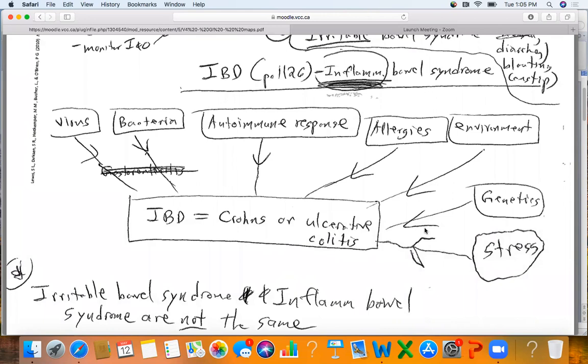So Crohn's, ulcerative colitis, what are some factors that play a role in either causing the disease, passing it on, or causing an exacerbation, a flare-up of Crohn's or ulcerative colitis? These rectangles here at the top list off either factors that are causative in nature, such as genetics, and factors that will cause the signs and symptoms to worsen, such as stress.